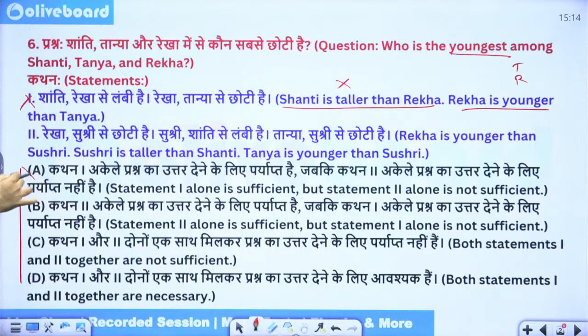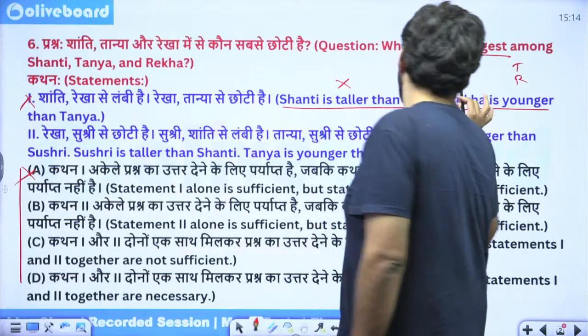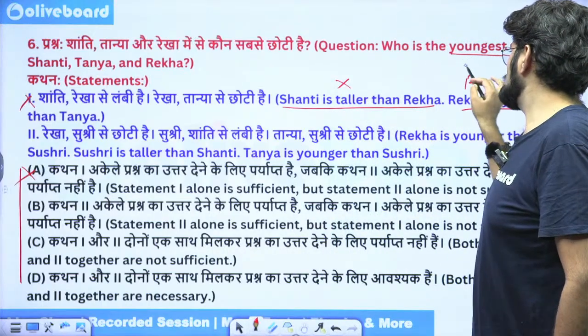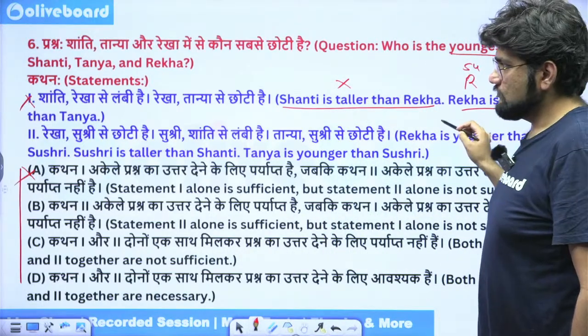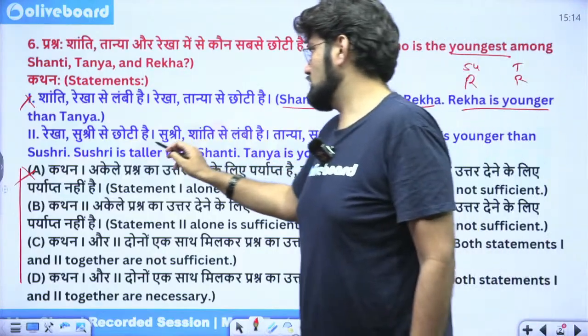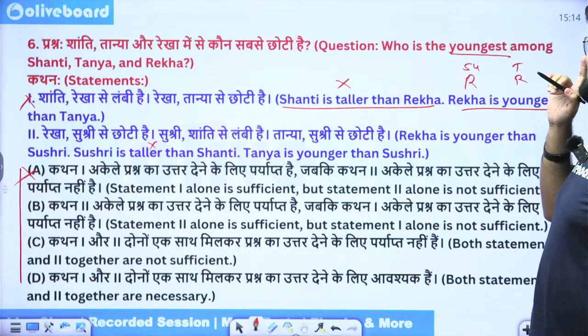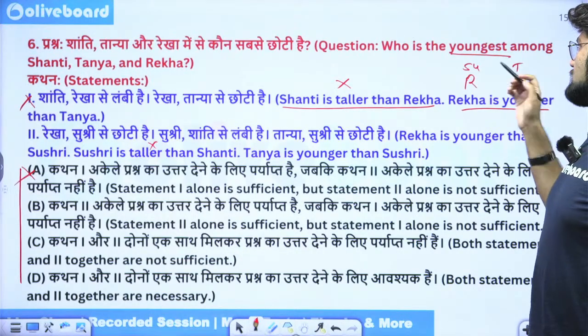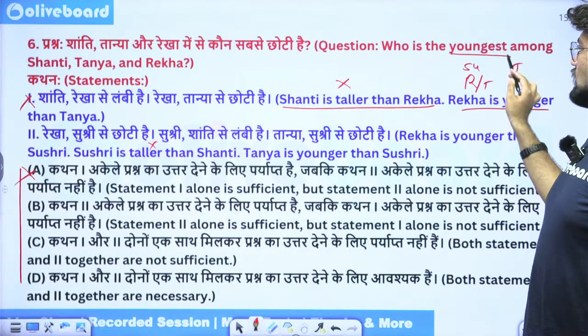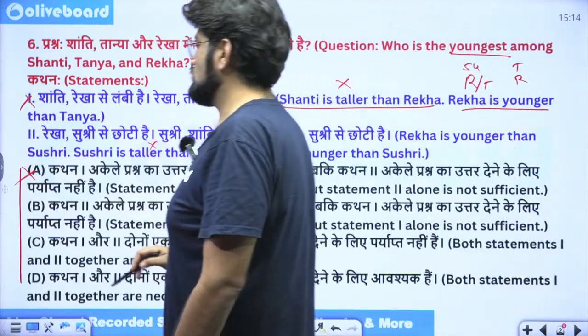So this is gone. Now you'll have to check 2 alone. Statement 2 says Rekha is younger than Sushri. Sushri is taller than Shanti is not making sense again for us, that is useless. Tanya is younger than Sushri. So 2 alone is also not defining it.